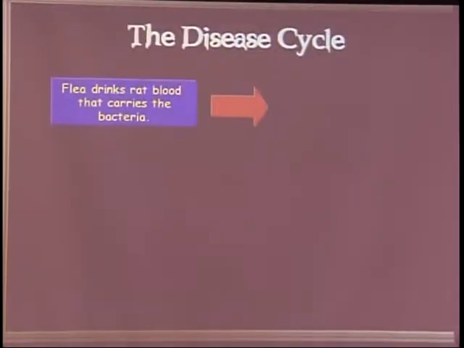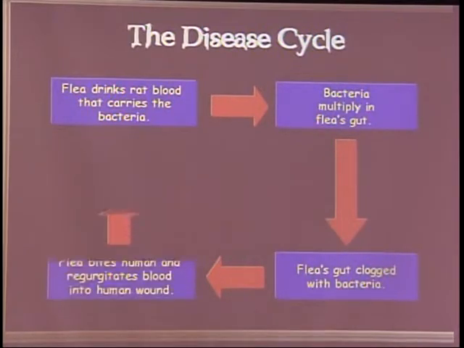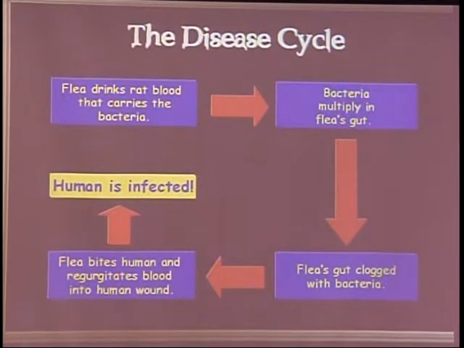The disease cycle. The fleas would drink the rat blood that carried the bacteria. The bacteria would multiply in the flea's gut. The flea's gut would be clogged with bacteria, and then the flea bites a human, regurgitates the blood into the human wound, and the human becomes infected. In most cases, the human doesn't even realize that they've become infected.